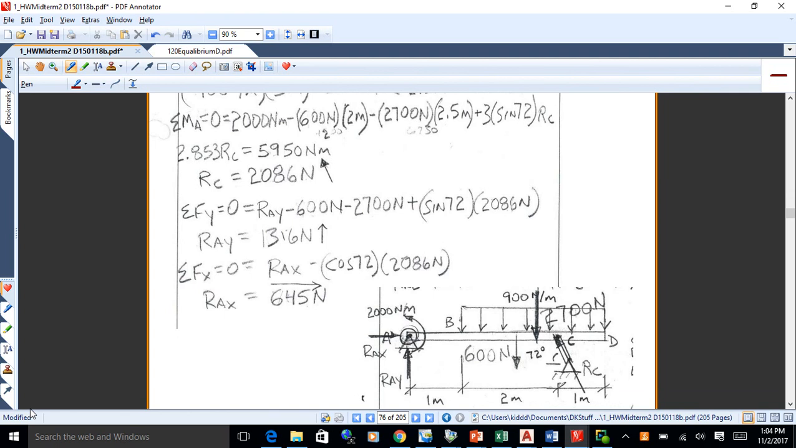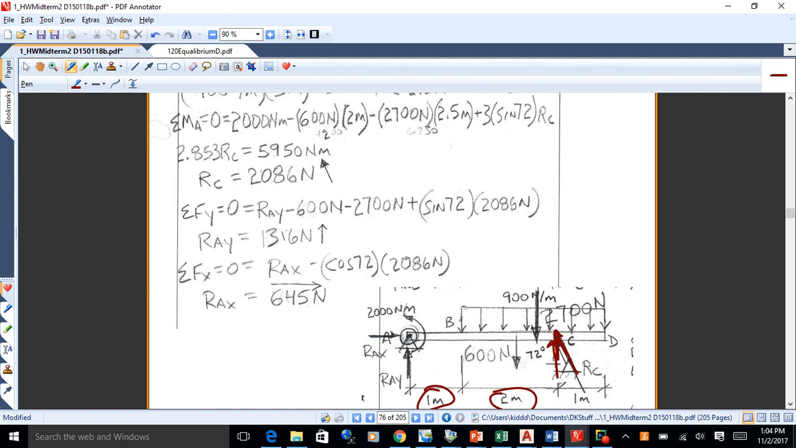You do have to include the weight of the platform, right? It's given us 600 newtons. Okay, great. And then you're going to have the 2,700 times 2.5, negative, and then plus, because it's counterclockwise, 3 meters, which is 1 and 2. That gets you 3, and then you're going to have this, but all you really want is the y component. So that'll be sine 72 times RC. And that'll get you RC, and then sum of Fy and sum of Fx to finish up. Right. So that's how you do this.